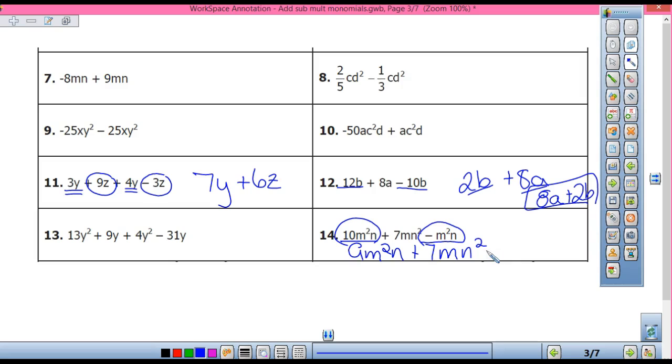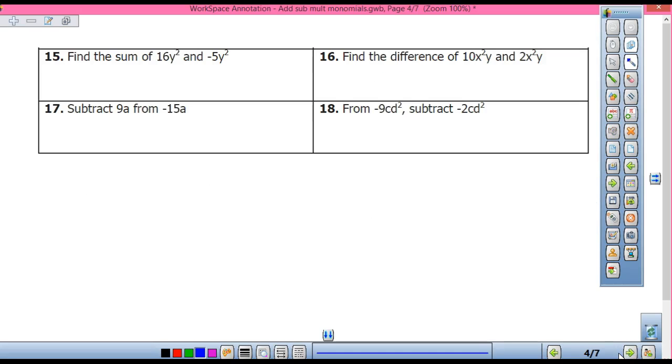The only other thing I want to talk about in that part is this guy, 17. It says subtract 9a from negative 15a. So that means my negative 15a needs to come first. So I'm going negative 15a because I'm going to subtract 9a from that. And what do I get? Negative 24a.